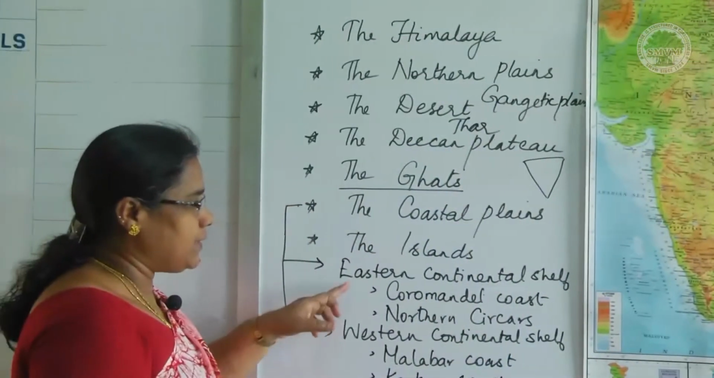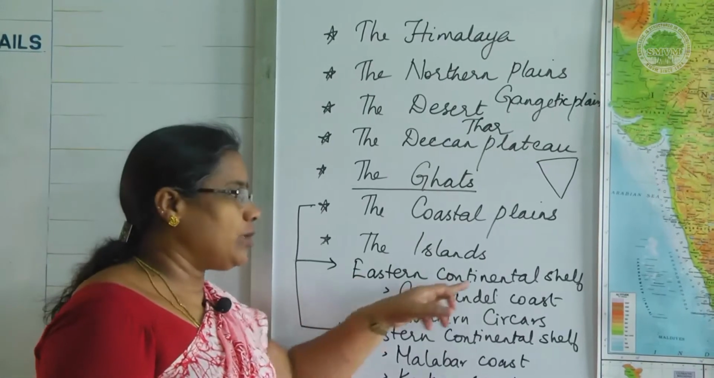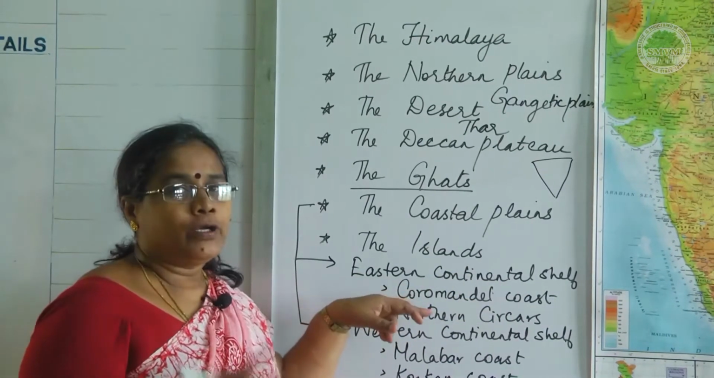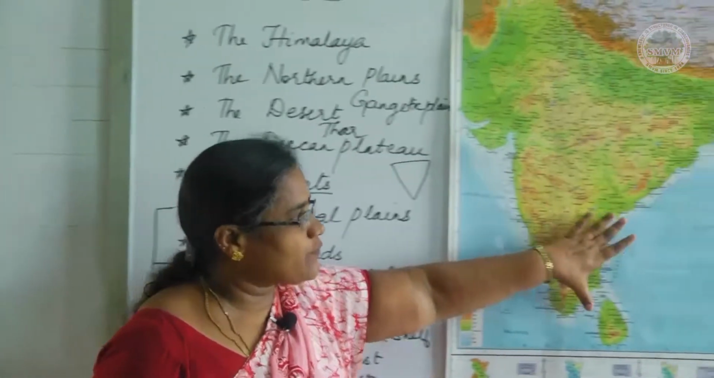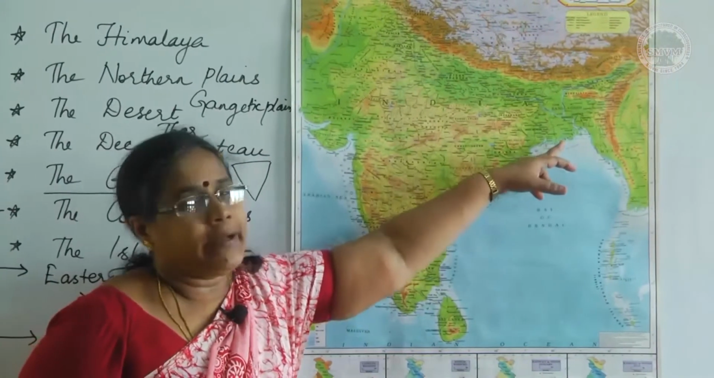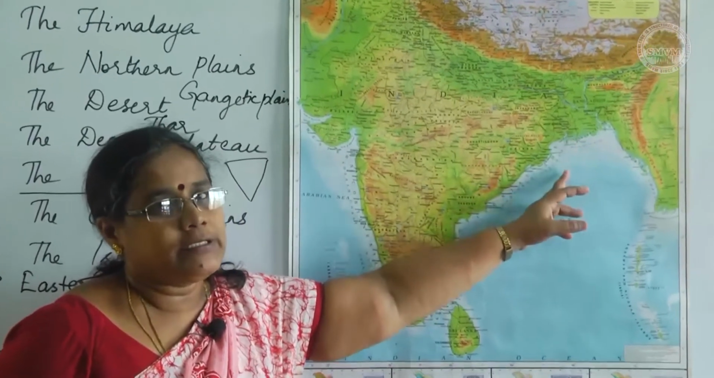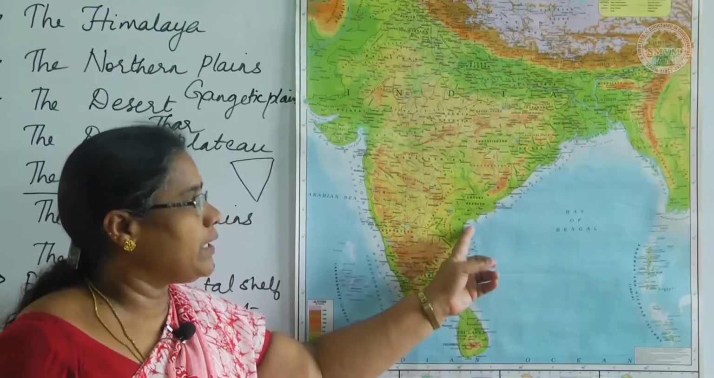These coastal plains are further divided. The Eastern Continental Shelf consists of two divisions: the Coromandel Coast and the Northern Circars. Up to this point we have the Coromandel Coast, and the remaining part is what we call the Northern Circars. This is the Coromandel Coast and this is the Northern Circars.